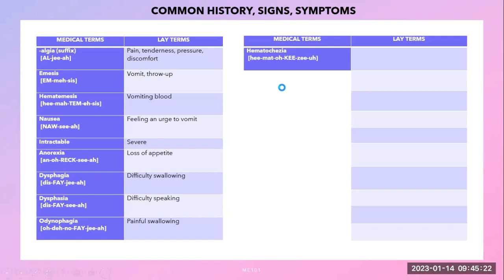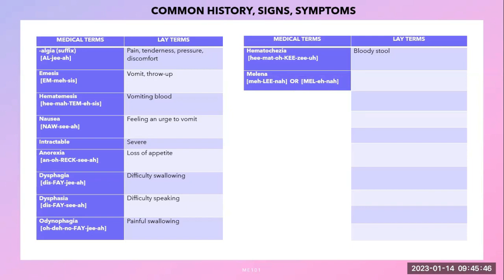And then the word hemato, that means like your blood, right? Hematochezia. So that means that you have blood in the stool. Okay, that you actually see it.